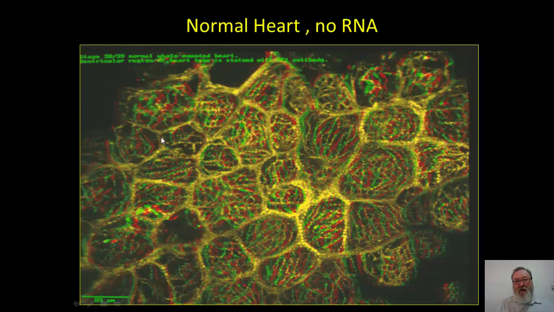You may recall that I said there was a deficiency in tropomyosin in the mutant hearts, and so we started to use tropomyosin in mutant hearts as a marker for the differentiation. And here you can see a normal heart with no RNA added. If you happen to have some red-green glasses, you can see these in 3D, three dimensions, and it gives you a little more spectacular perspective of what these cells really look like.